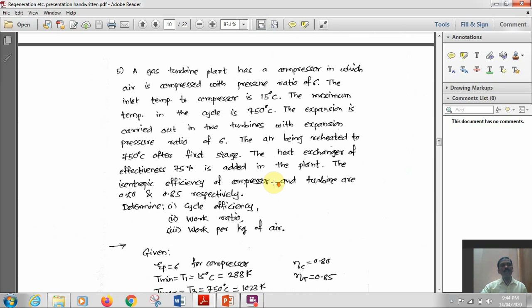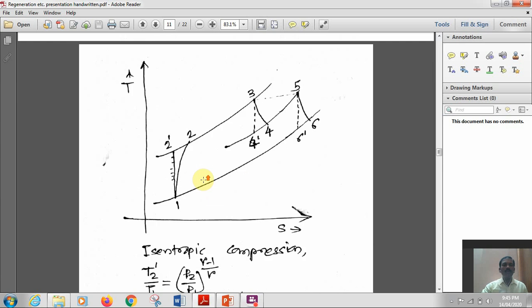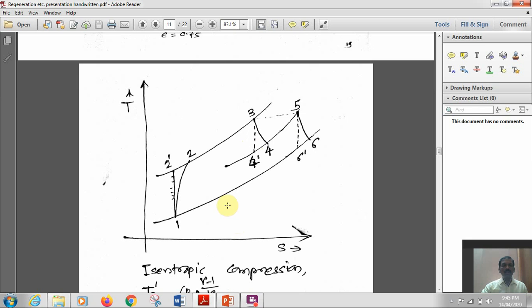We will take a few more numericals in which, if you see, cycle efficiency, work ratio and work per kg of air are to be calculated, and in which we have intercooling, reheating and regeneration, everything. And here they have mentioned heat exchanger effectiveness in addition to the isentropic efficiency of the compressor and turbine. So this will add more complication to the cycle.